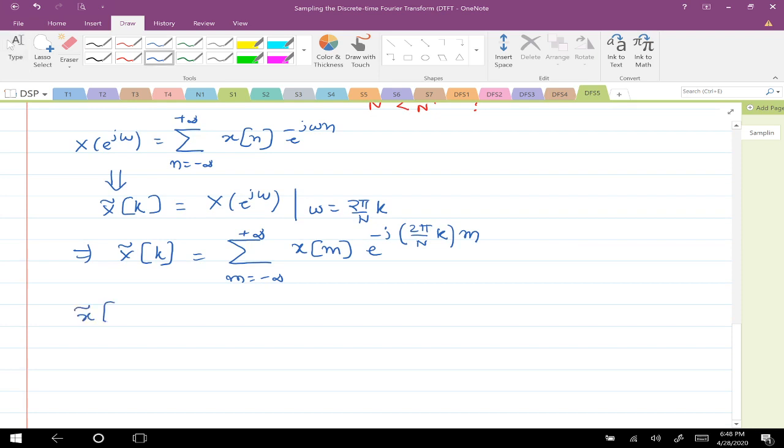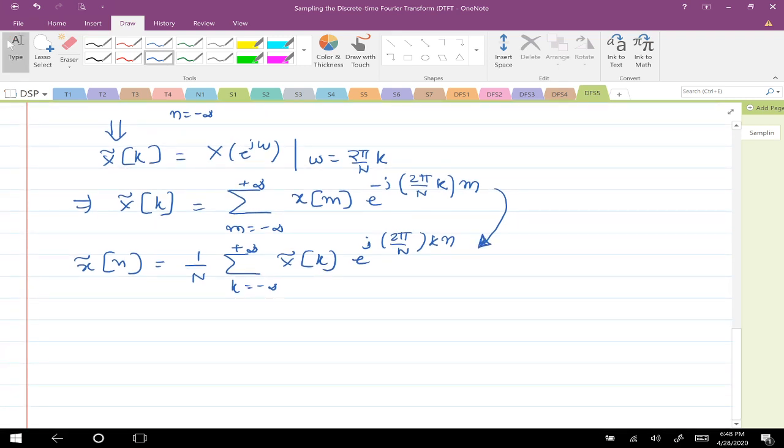To do that, your x tilde of n expression, the synthesis equation that we are talking about, is equivalent to 1 by N, summation over k varying from minus infinity to plus infinity, X tilde of k into e^(j times 2π by N times k times n), right? Now let's substitute X tilde of k in this equation.